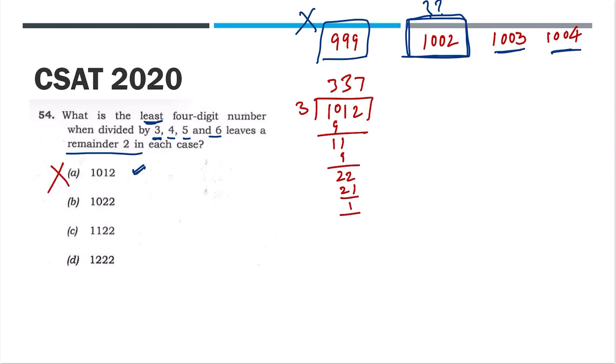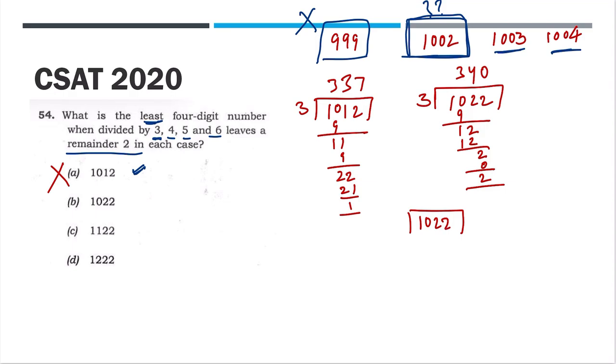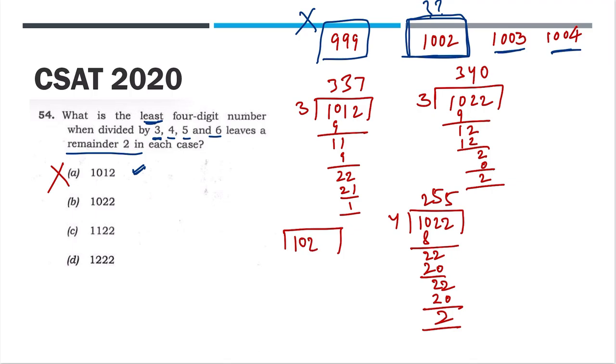Now let's move to the second option, 1022. Now divided by 3, 3 3 9, 1 2, 12 2. So we have got 0 2. 2 is the remainder we have got with 3. Now we can also check with 4. 4 2s are 8. 22. 4 5s are 20. 22. 4 5s are 20, 22. This with 4 is also giving remainder of 2. With 5 we can check 1022.